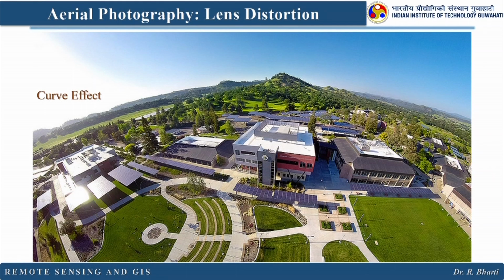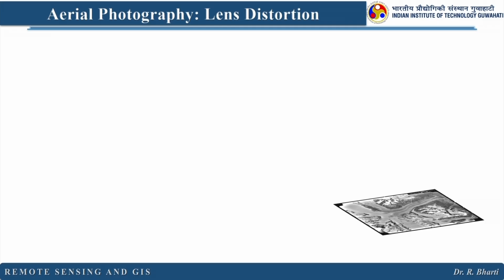So, how does it appear in the image? You can see this particular area. You will find this curve effect, that is one example of this lens distortion. So, here if you want to do some kind of study or if you want to find out the pixel size, they are different across this image. So, you cannot really use this lens distortion image. So, let us understand in terms of principal point, isocenter, nadir, how this lens distortion occurs.